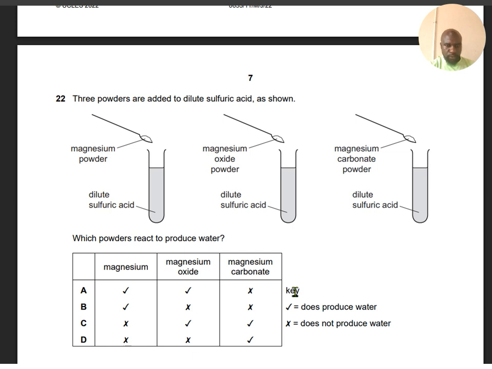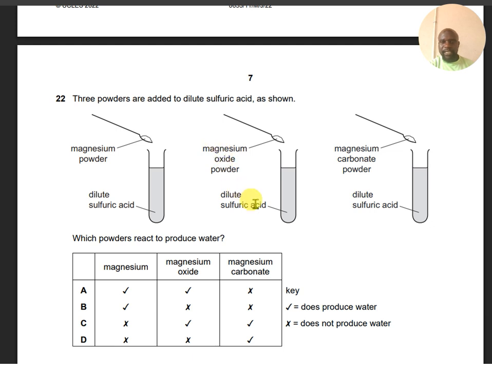Number 22, the one which reacts to produce water. In this case, let us check magnesium powder and dilute sulfuric acid. This one is a powder, so it does not react to produce water in this case, because the reactions which produce water should involve an oxide or a carbonate. So in this case, magnesium oxide powder and dilute sulfuric acid.